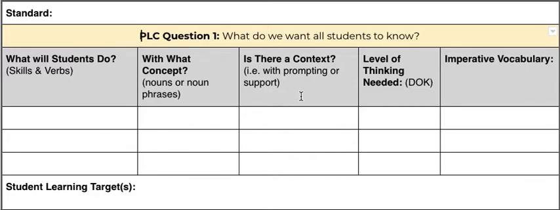So for example, in the reading standards, a lot of the reading comprehension standards expect that the context would be from a text. Or the writing standards are saying, obviously, writing. So is there a context where this standard is happening? DOK level, what DOK level would the question types align to? And then lastly, imperative vocabulary.